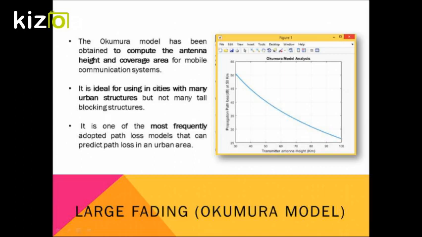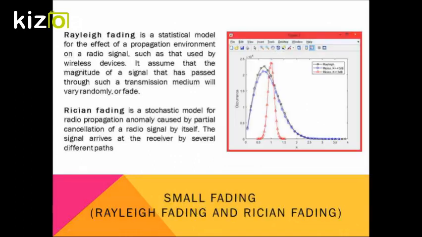For large-scale fading, we use the Okumura model to implement it in the path loss calculation. The Okumura model has been obtained to compute the antenna height and coverage area for mobile communication systems. It is ideal for use in cities with many urban structures, but not with many tall blocking structures. It is one of the most frequently adopted path loss models that can predict path loss in an urban area.